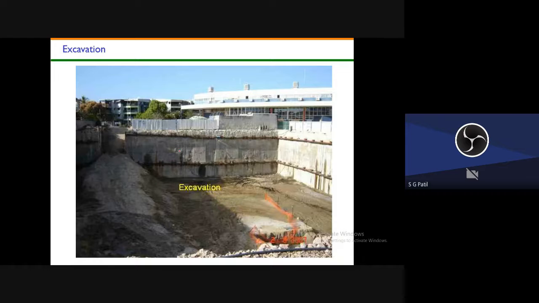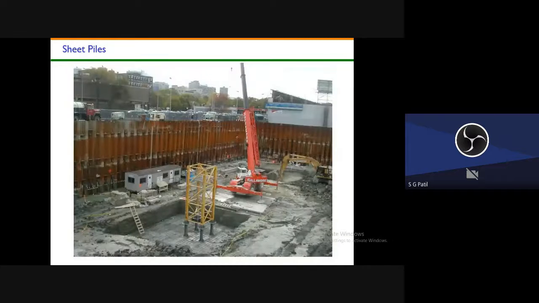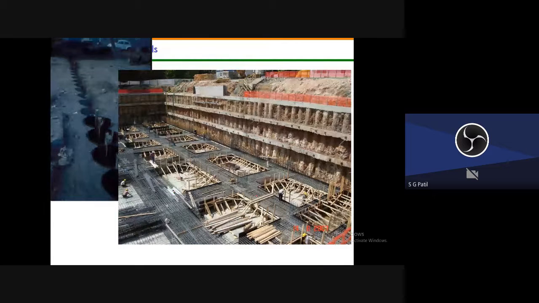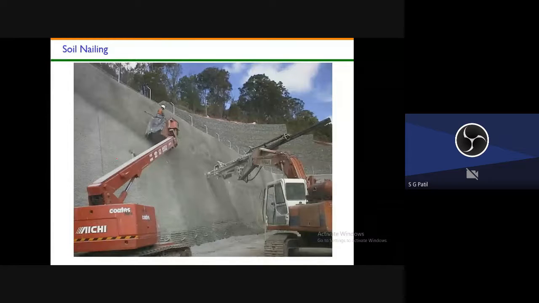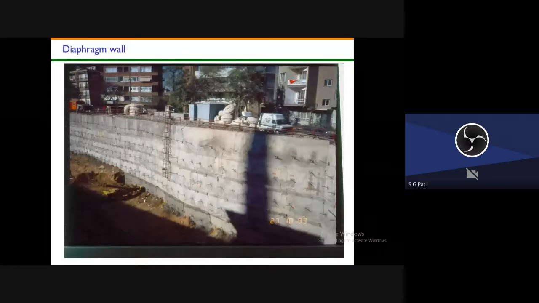Some field photographs of different types of retaining walls I have shown here. These are sheet pile walls, again sheet pile walls construction, and secant bored piles. This is also a type of retaining wall. All these things I have explained in my previous class. Soil nailing is also a type of retaining wall, and so are the gabion wall and the diaphragm wall. Nowadays in metro projects these kinds of walls are very common, so you will very commonly come across them. Those are called diaphragm walls, especially in metro projects.